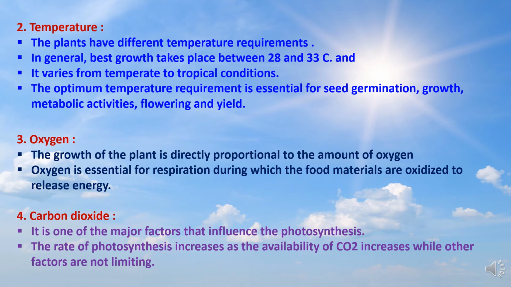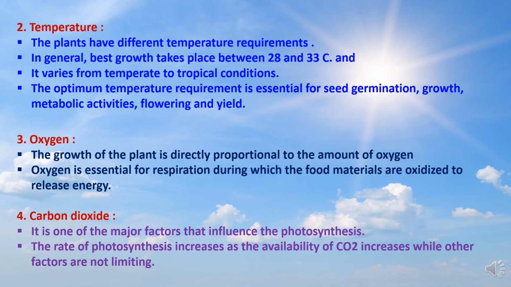Second external factor is temperature. The plants have different temperature requirements based on the region where they are grown. In general, best growth takes place between 28 to 33 degrees centigrade and it varies from temperate to tropical conditions. The optimum temperature requirement is essential for seed germination, growth, metabolic activities, flowering and high yielding.